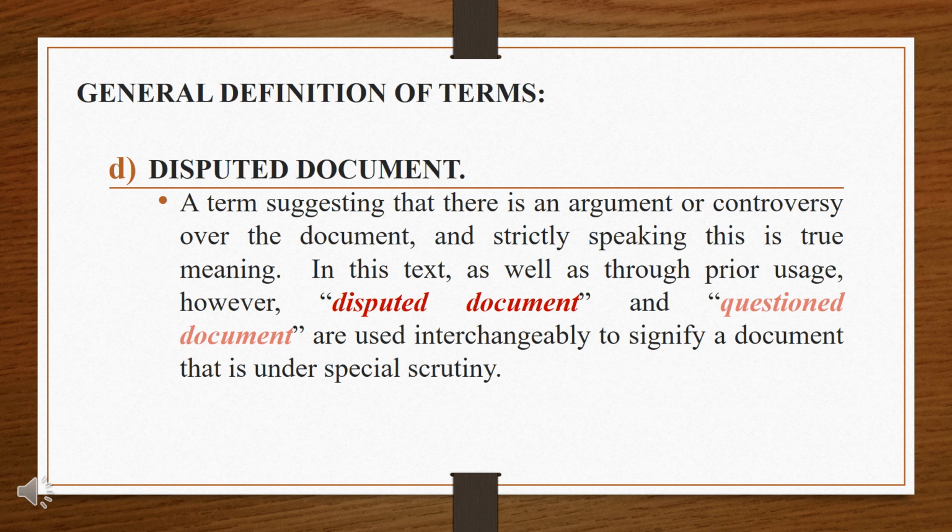Disputed document: a term suggesting that there is an argument or controversy over the document, and strictly speaking this is its true meaning. In this text, as well as through prior usage, however, disputed document and questioned document are used interchangeably to signify a document that is under special scrutiny.